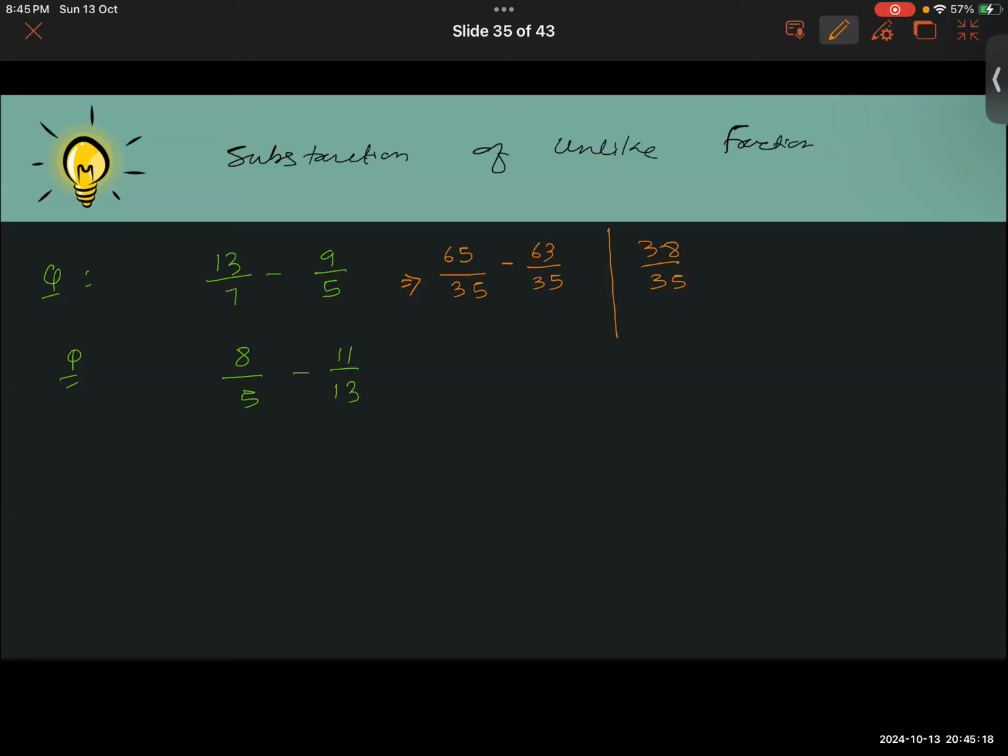Habib, pay attention to the first question. You will find the LCM 35, then you will make both fractions like fractions by making the denominator equal to 35. So we'll be multiplying 13 upon 7 by 5, so it will be 65 upon 35. 9 upon 5 will be multiplied by 7, so it will be 63 upon 35. Then you should be getting not 38 upon 35, but 2 upon 35. Tell me where you have got it wrong.